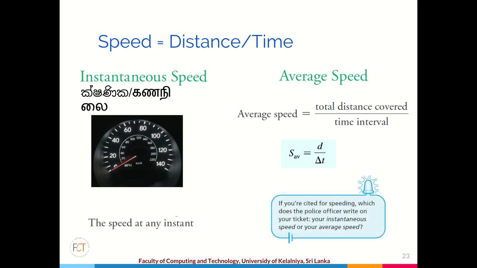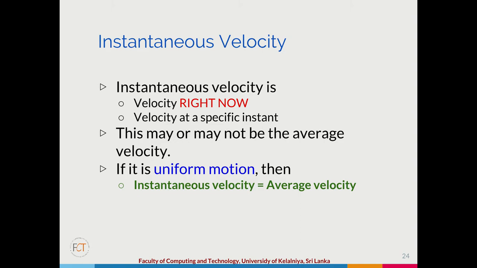Okay, here's a thing to think about. If you are caught by the police for speeding, which does the police officer write on your ticket, whether it's instantaneous speed or average speed? What is he looking at when he says you were speeding and he tries to write you a ticket? So think about that.